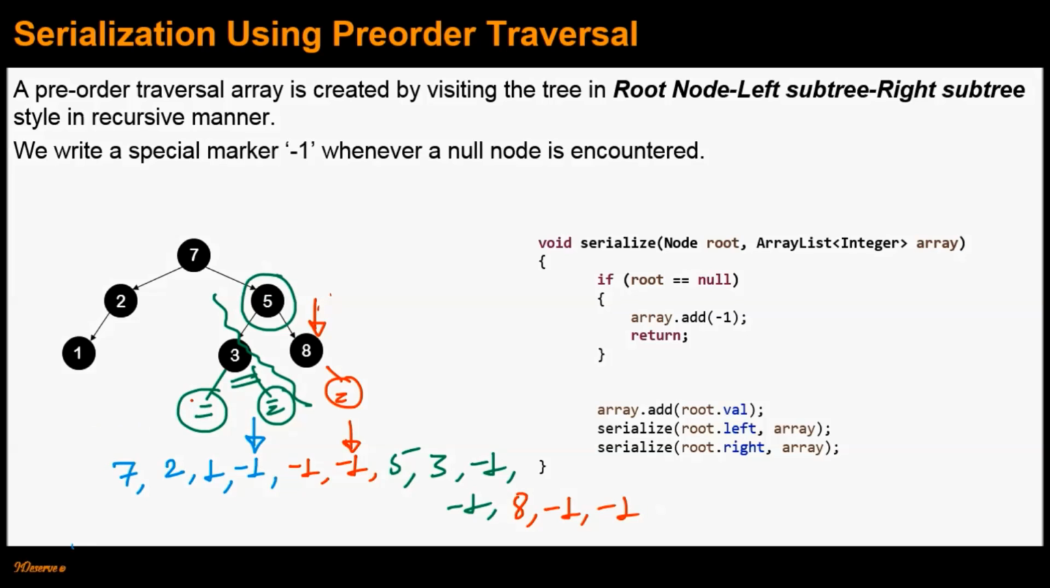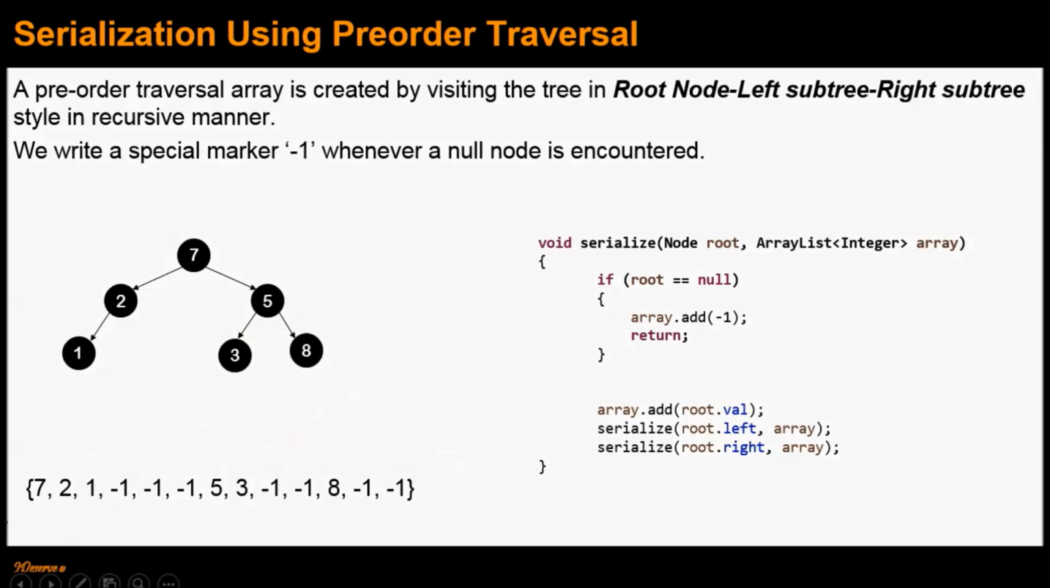Now at this point, we are done exploring all the nodes of the given binary tree, and the output array that we have generated is the serialized form of this binary tree. So overall, the serialized form of this binary tree is this particular array, right?